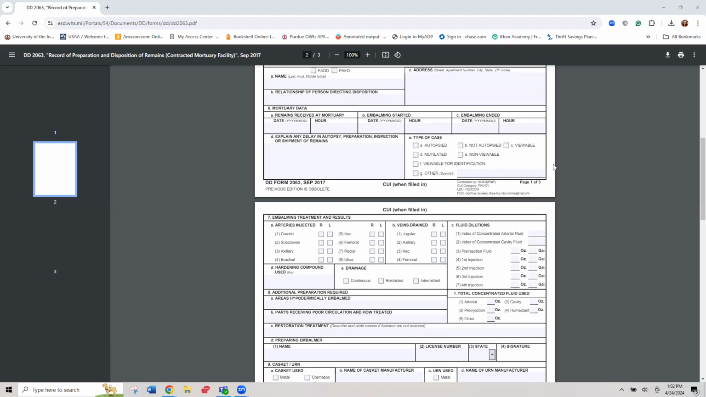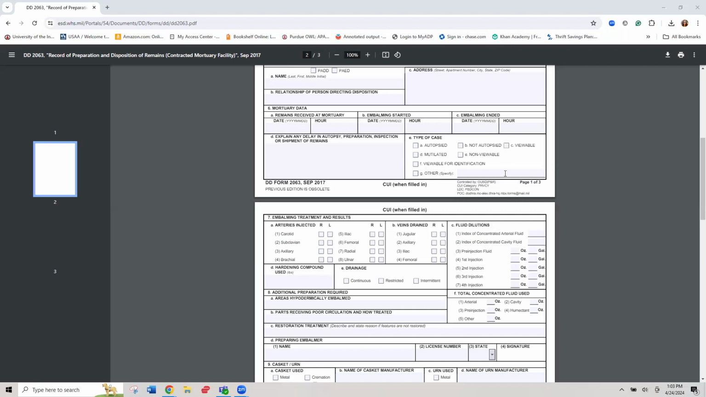So within the DoD descriptions, viewable means they're totally fine. They're going to look just like they should. Maybe you didn't have trauma to deal with, or you had maybe just light cosmetics that you had to utilize. Viewable for identification means they maybe sustained some trauma. They look like themselves, like you can tell that is that person when you compare a photo. However, they don't look their best, okay? And then non-viewable, self-explanatory, that's a situation where you're going to have a decomp or something of that nature where they're not suitable for viewing.